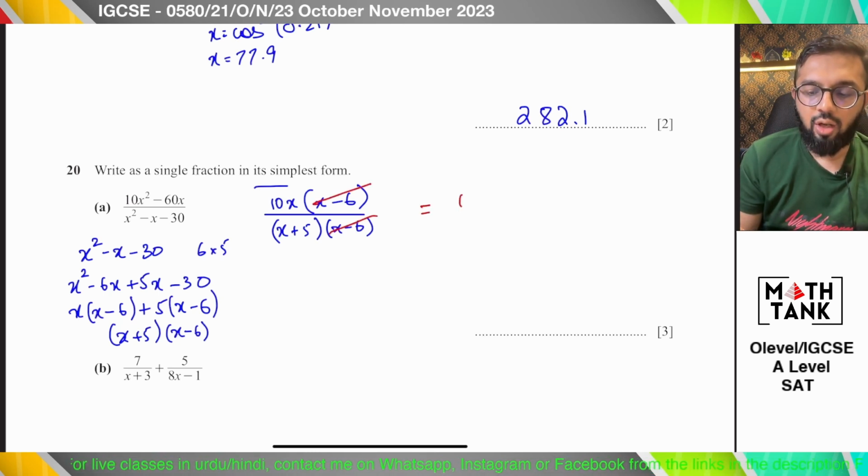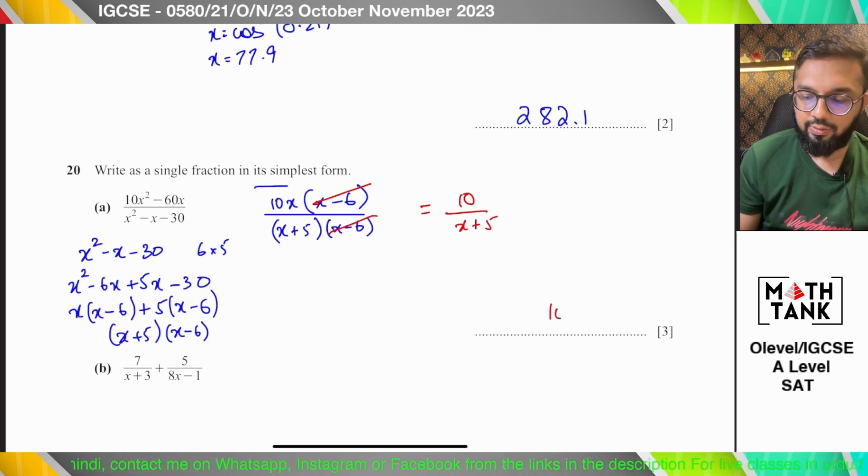Cancel these common brackets and you have 10 over x plus 5 as your final answer.